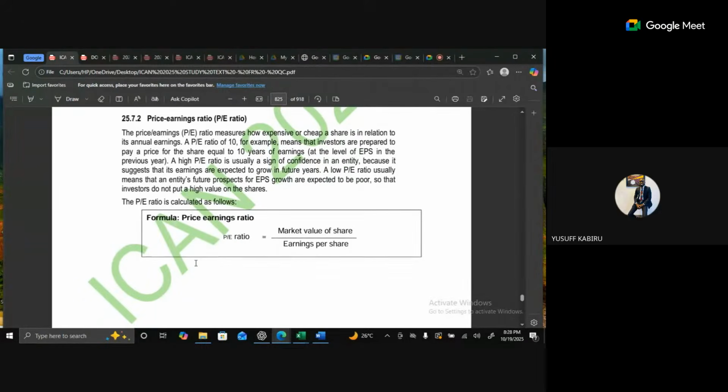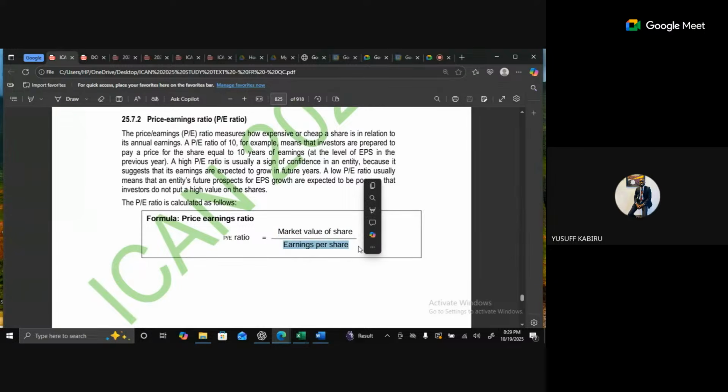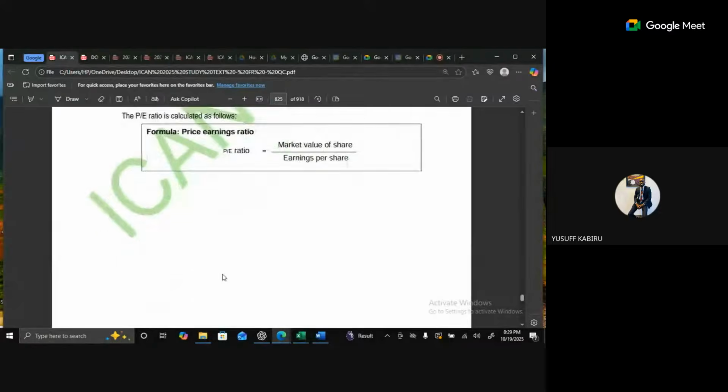And the price earning ratio compares the market value of the share against the EPS that you calculated earlier. They said it measures how expensive or cheap a share is in relation to its annual earning. So what you're trying to compare is the market value per share and your own earning per share, for you to know whether your earning per share is actually okay or not. That's basically what you are looking at there.